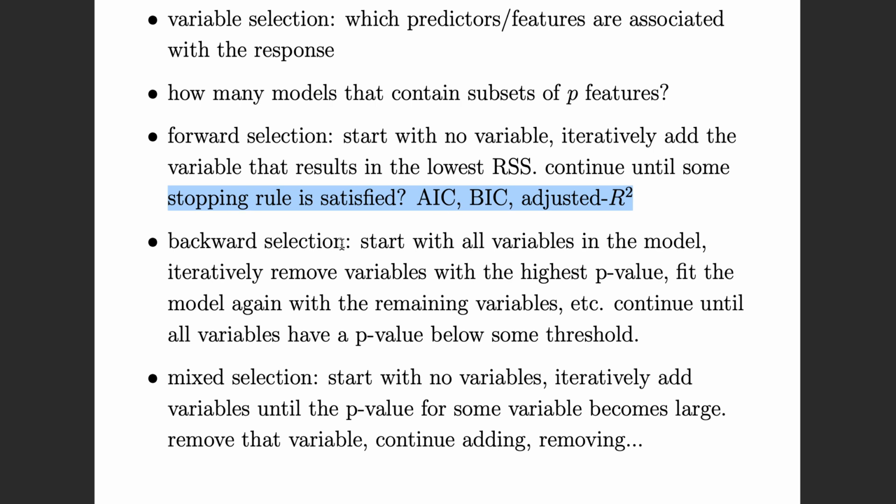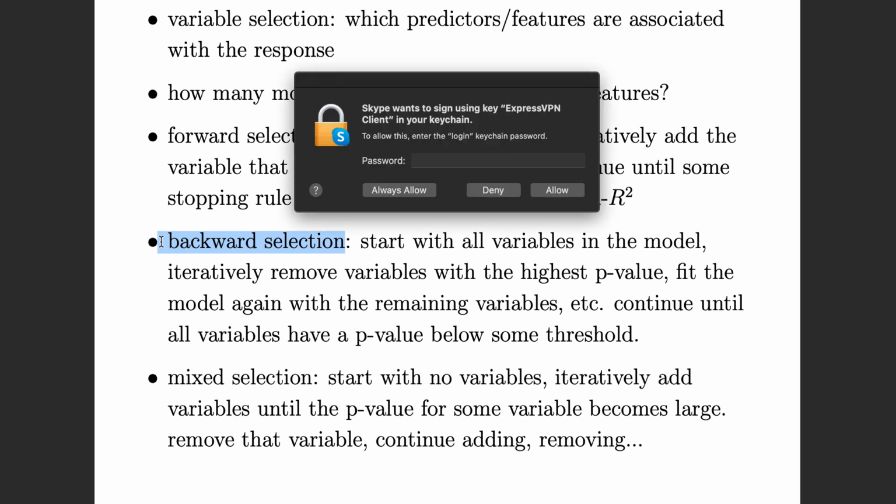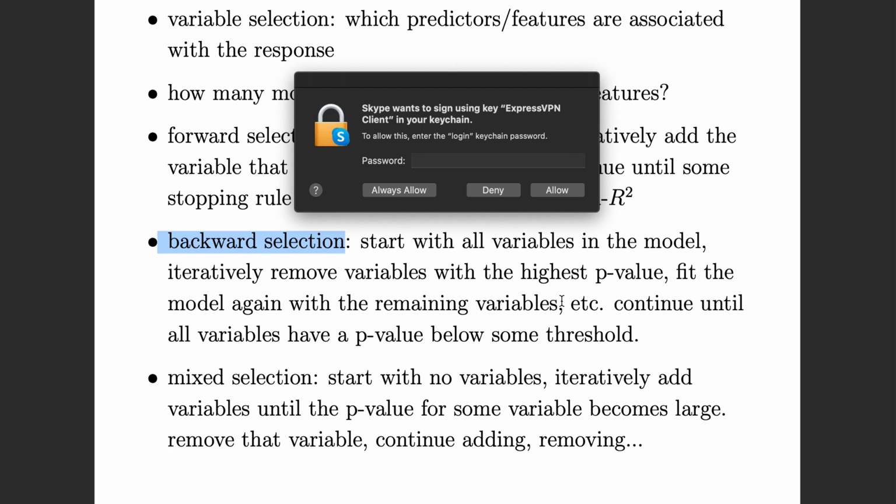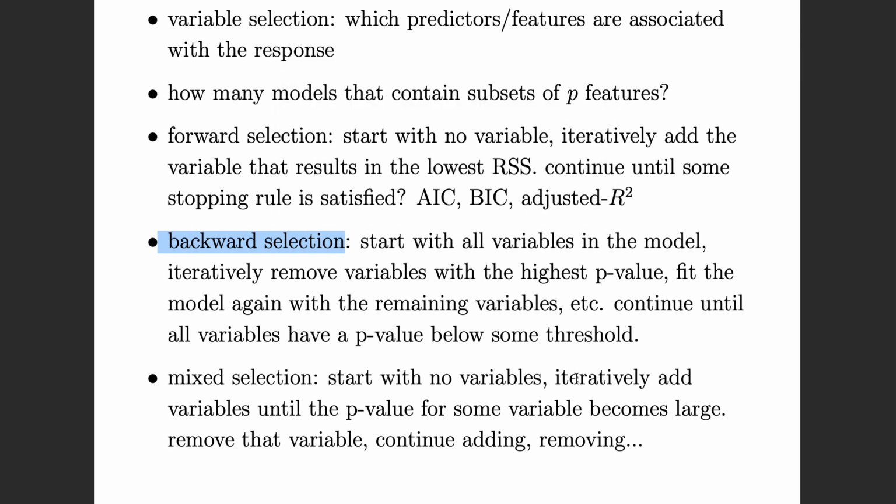Or there's backward selection, which starts with all the variables, and one by one removes them, again based on p-values and refitting again, until all variables have a p-value below some threshold. And then there's mixed versions, which go back and forth.